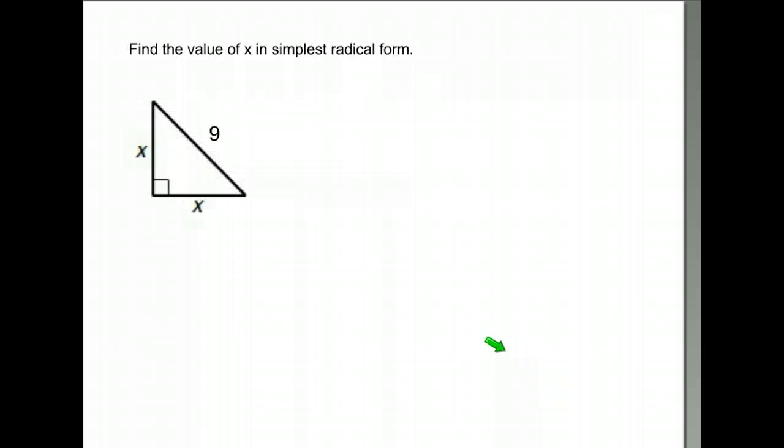Sorry, I have one. Looks like there's one more. Forget how many sections I have here. Okay, so there's one more here. What would be the answer in simplest radical form? I need to find my x. Again, I know this is 45, 45, 90 because of those two congruent sides.